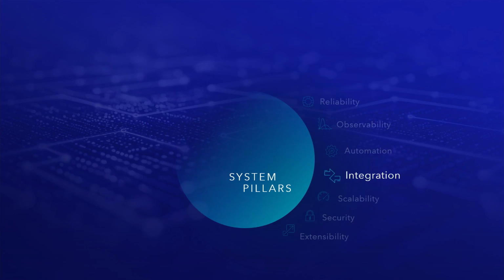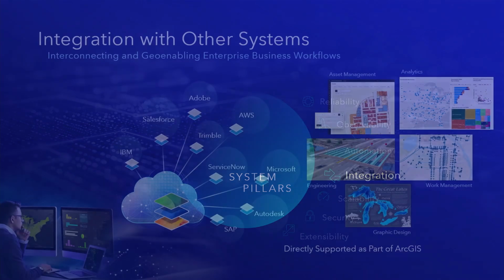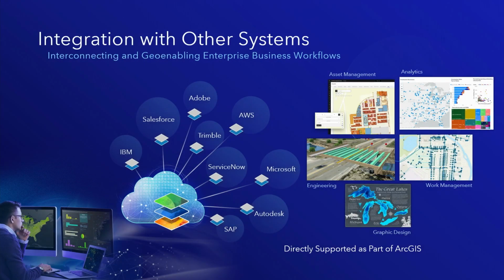Now, let's start with the first pillar, a pillar of integration. ArcGIS supports out-of-the-box many other systems, supporting system-to-system integration across the enterprise, like the ones that you see here. This is geo-enabling enterprise business workflows, and there's direct support from ArcGIS for many of these, like for asset management, AEC, and work management, and so on.